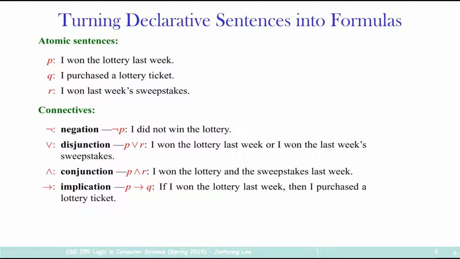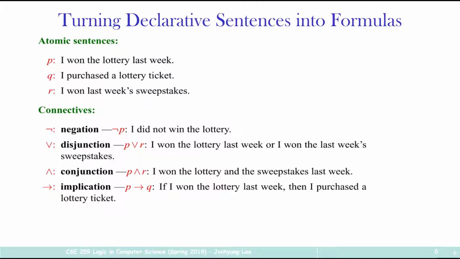And then in this logic, we have something called connectives: negation, disjunction, conjunction, and implication. These connectives are used to combine the atomic sentences to say something more complex. That's very intuitive, and this is why propositional logic is intuitive for representing human reasoning. So when you say negation, this is the opposite. When P represents "I won the lottery last week," then the negation of that sentence is "I did not win the lottery."